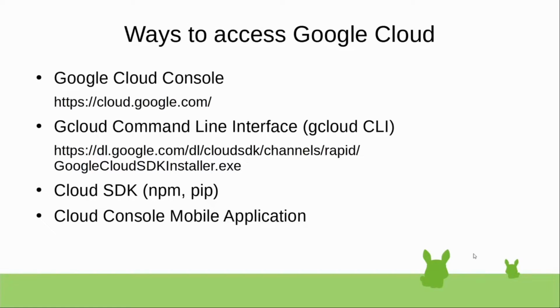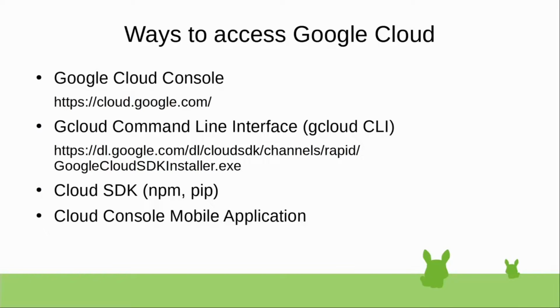Once you sign up for Google Cloud, these are all the ways that you can access the Google Cloud services. The first way is using the Google Cloud console itself. From the console, you can make any changes to the service, you can create a project, you can create a service, you can do anything there. And the next way is using the gcloud CLI. You can download this SDK installer from this location, the link is provided in the description, and you can make use of the gcloud CLI to communicate with Google Cloud.